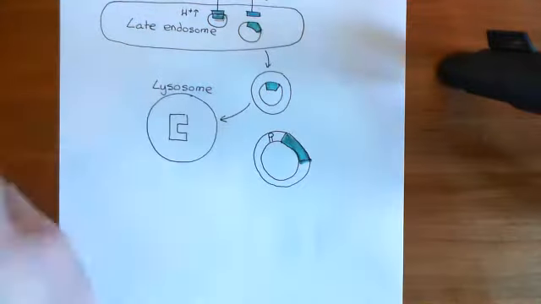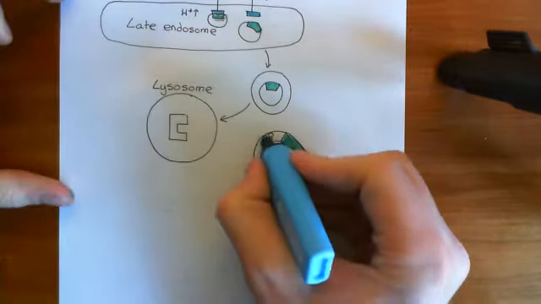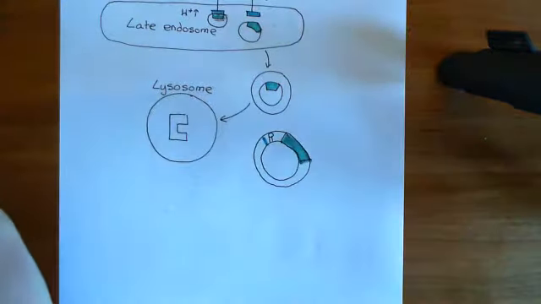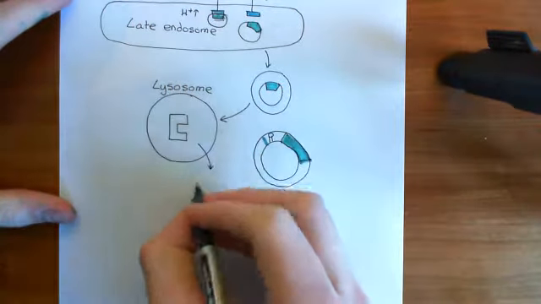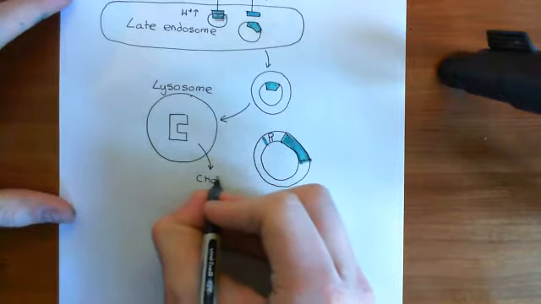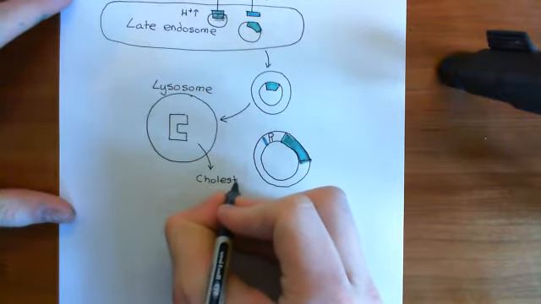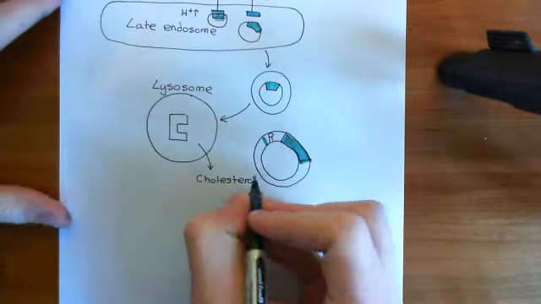The cholesterol molecules that are within the phospholipid monolayer and are free, those will not be broken down. Those will be allowed to leave the lysosome and go into the cytoplasm. So cholesterol is spared.